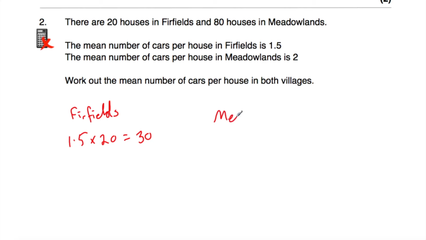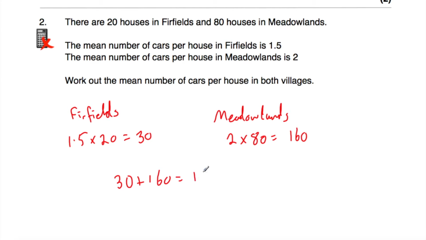In terms of Meadowlands, the mean number of cars per house is 2. So that means if we added up all the number of cars in Meadowlands and divided by 80, we would get 2. So if we work backwards, if we take the 2 and multiply that by 80, that'll tell us how many cars there are altogether in Meadowlands. And 2 multiplied by 80 is 160. So that's fantastic. We now know there's 30 cars in Fairfields and there's 160 cars in Meadowlands. So if we add those up, that'll tell us how many cars there are altogether. So 30 plus 160 is equal to 190.